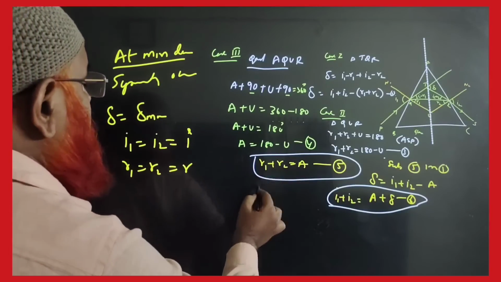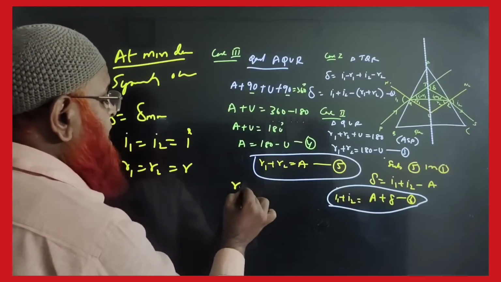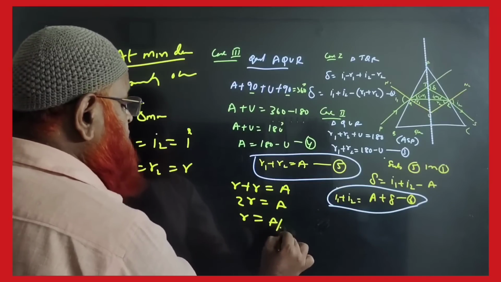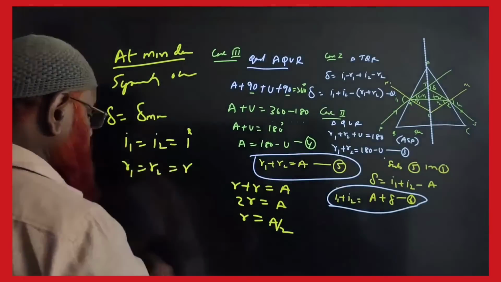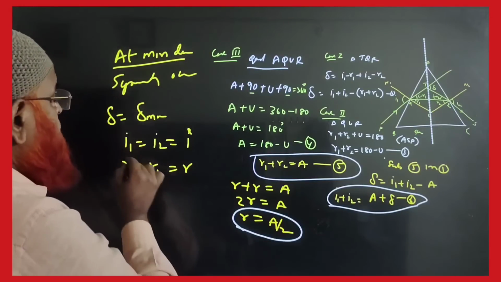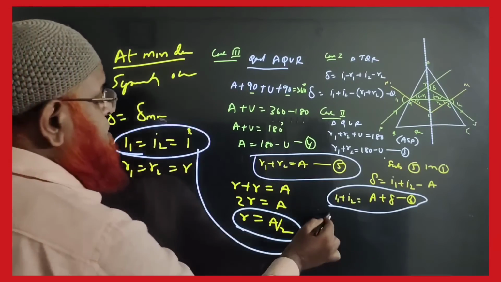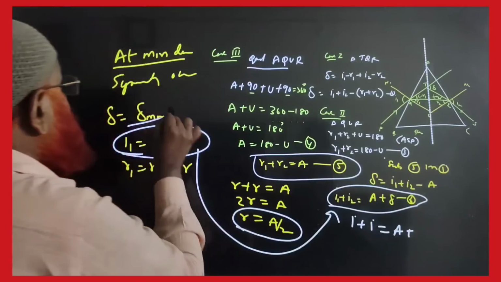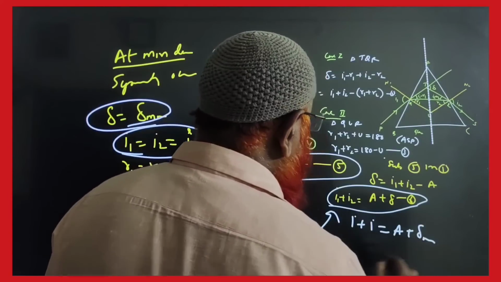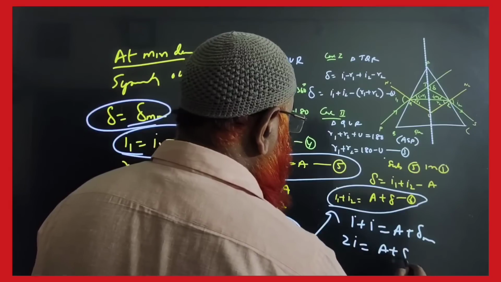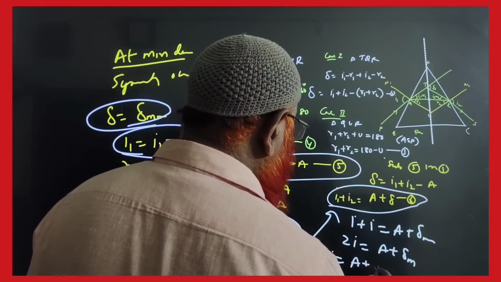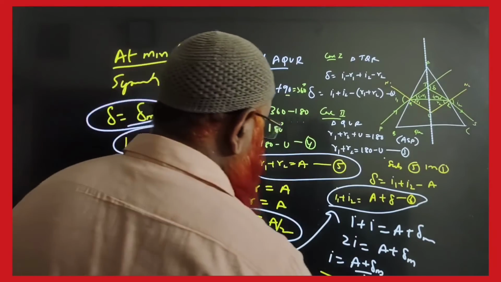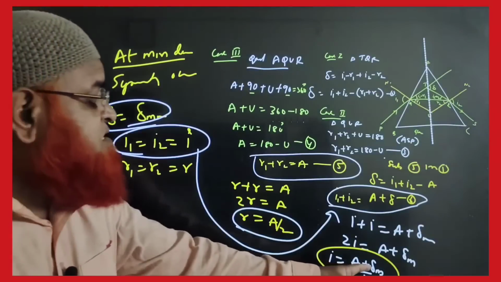Now if you substitute this here, what am I going to get? Just see. R1 means R, R2 means R, is equal to A. That means 2R is equal to A, so R is equal to A by 2. Understood? Now here if I substitute I1 means I, I2 means I, A plus delta means A plus delta minimum. So 2I is equal to A plus delta minimum. I is equal to what? A plus delta minimum by 2. Is it clear?